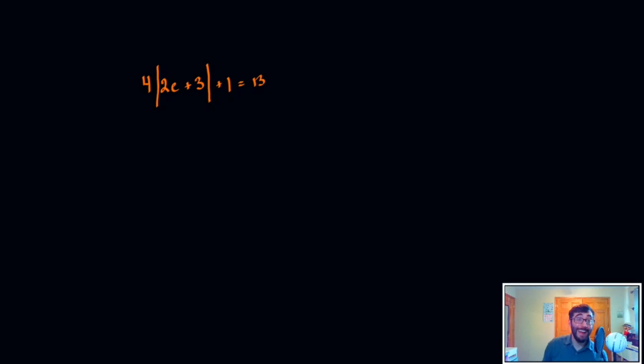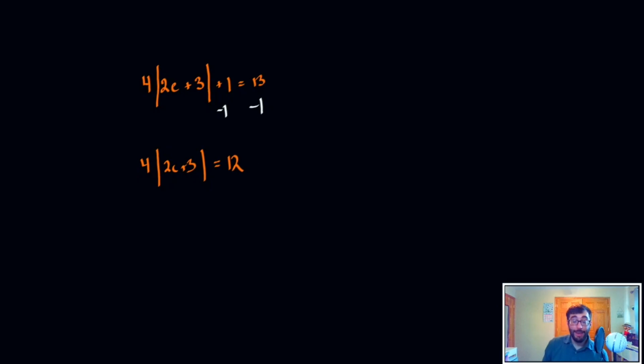We have 4 times the absolute value of 2c plus 3, then plus 1 is equal to 13. Now, the steps do not change. Even though this looks a lot more daunting, the steps don't change. Step 1, isolate the absolute value. So the first thing I'm going to do is move this 1 over. So that was plus 1, so I'm going to subtract 1. So this is going to become 4 times the absolute value of 2c plus 3, now equal to 12.